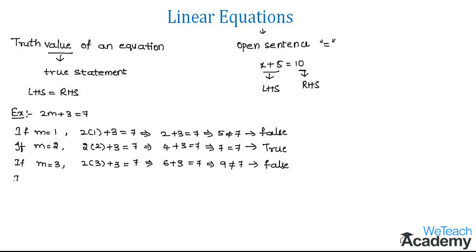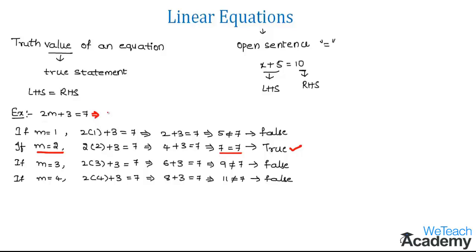Now let us substitute m is equal to 4 in the equation. On substituting, we get 2 into 4 plus 3 is equal to 7. That implies 2 into 4 is 8, plus 3 is equal to 7. This comes as 8 plus 3 is 11, which is not equal to 7. So we can conclude that it is a false statement. We observe that when m is equal to 2, it satisfies the condition LHS is equal to RHS and becomes a true statement. So the solution of the equation 2m plus 3 is equal to 7 is 2.